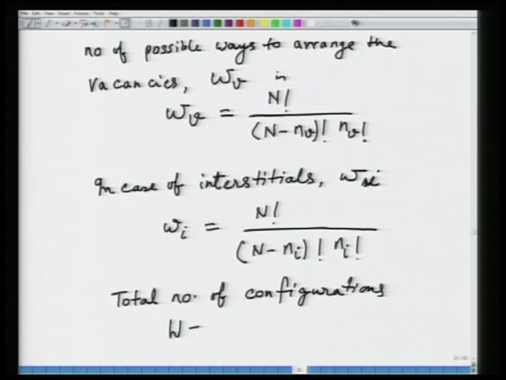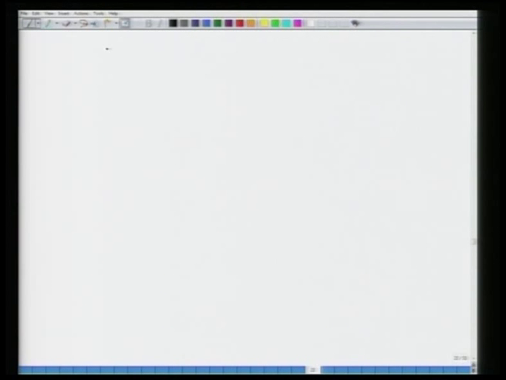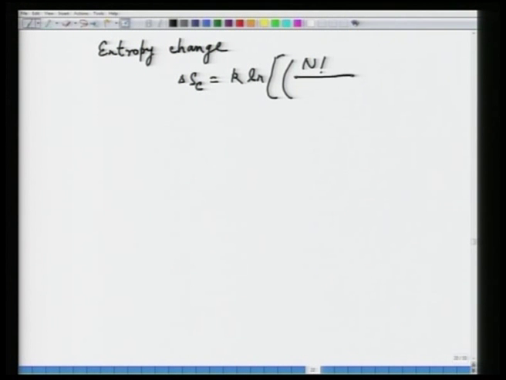We defined that as W, and this is nothing but the product of W_I and W_V. So as a result, we can work out the entropy change. The entropy change, delta S_C, is equal to k ln of N factorial divided by (N minus n_I) factorial into n_I factorial, and again (N minus n_V) factorial into n_V factorial.